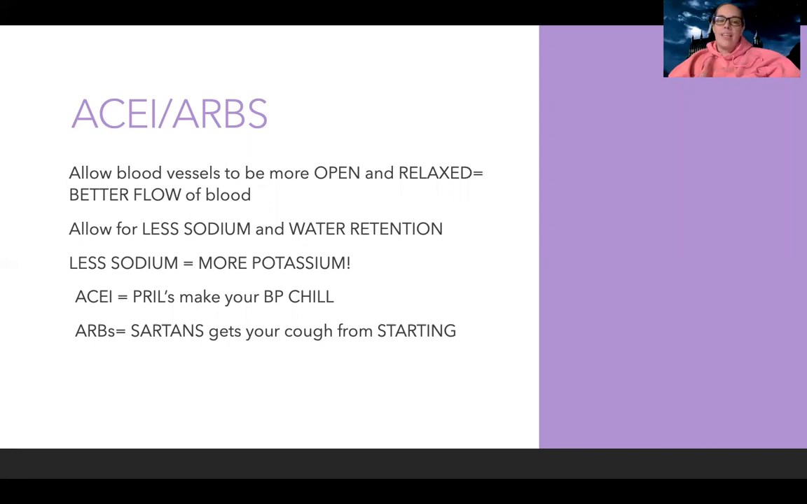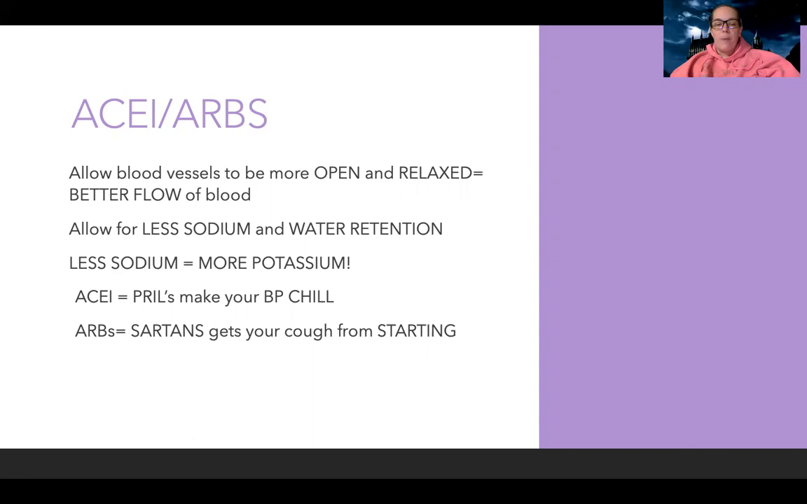And so, at the end of the day, as much as your body's trying to help, the system doesn't really help. And so these ACE inhibitors or these ARBs can help block that system. Something to keep in mind is when I'm letting go of more sodium, which I'm doing with these medications, I'm going to have more potassium, and we're going to talk about that.